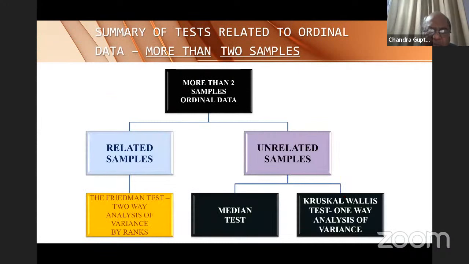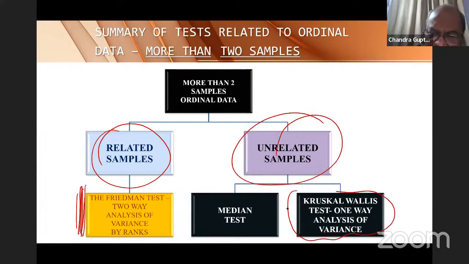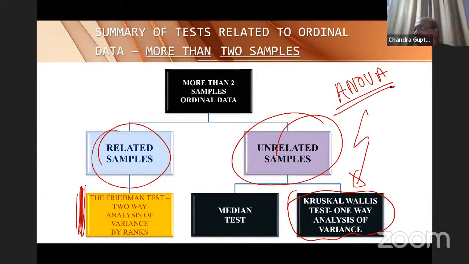And if you are having more than two samples, then we can make use of Friedman test for the related samples. And if they're unrelated, we can make use of Kruskal-Wallis test. And Kruskal-Wallis test is parallel to your ANOVA or analysis of variance, which is applicable in case of more than two samples and you're checking equality of means. So now you can see if parametric doesn't work, what will be the corresponding non-parametric, you can find out.